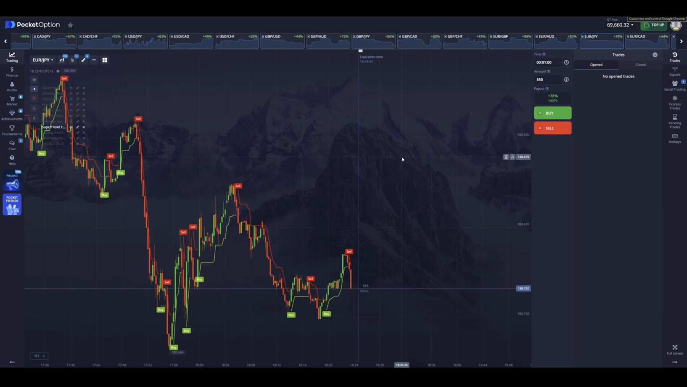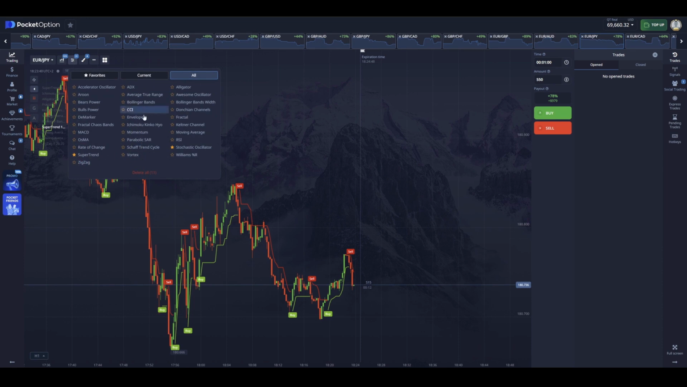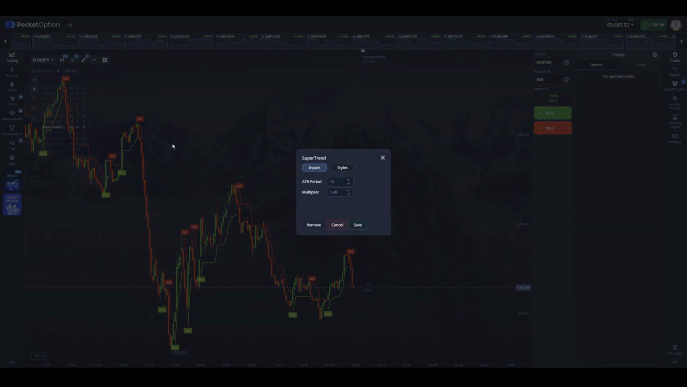Look, we need to use a very simple and straightforward setup for this process. We go to the indicator section and select the super trend indicator from the available list. Next, we need to carefully configure it to suit our needs. Set these parameters 15 and 1.48. For the style, set 2 lines at 2 pixels each. Our indicator is now fully set up.